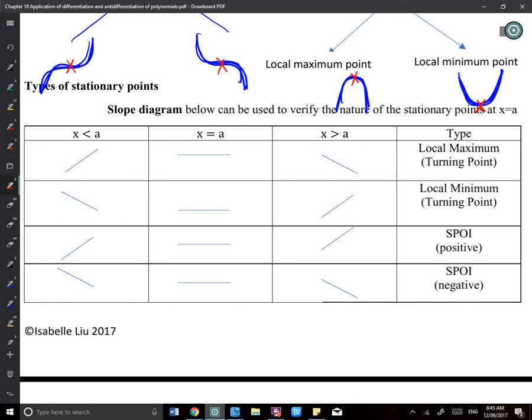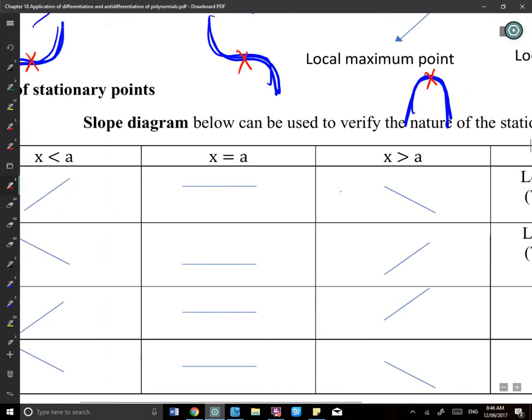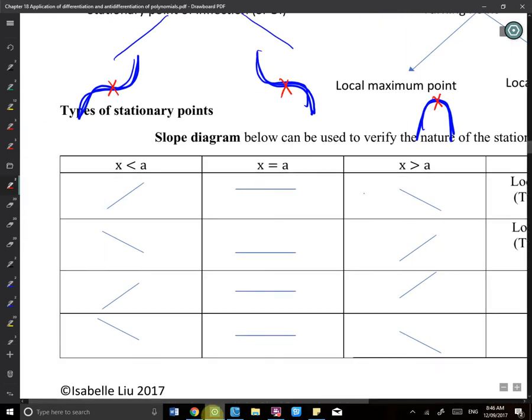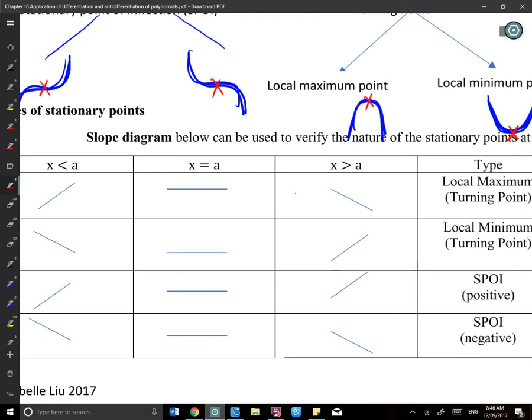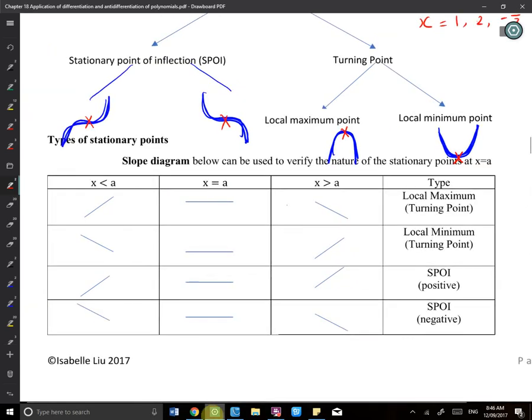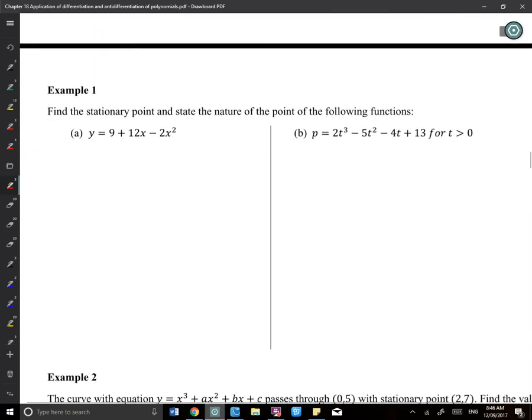I can see what our slope diagram should look like if it's a maximum. That's the first one. At the point A, I should have a horizontal tangent, that's a gradient of 0. Anything to the left of A should have an increasing gradient, and on the greater side I should have a negative gradient, which is decreasing. Then I can have a local maximum. I'll talk about that further in the next example. Let's just have a look at this example.